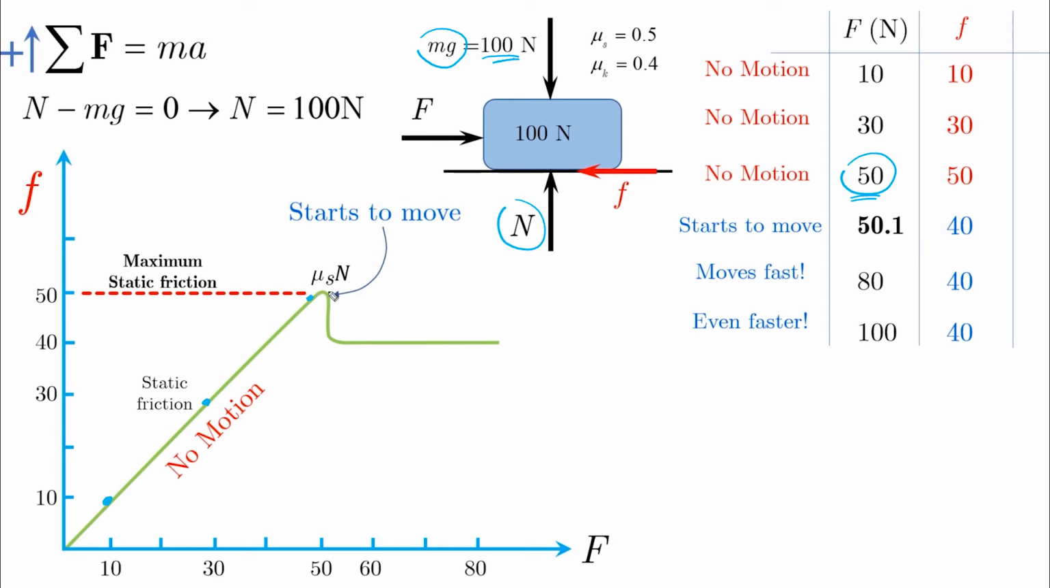And when the block started to move, the friction dropped because the kinetic friction is usually smaller than the static friction. So the kinetic friction now is mu k times N, which is 0.4 times 100, or 40. And as long as we are moving, even if we increase the amount of the force applied, the kinetic friction remains constant always at 40 newtons, or at mu k times N.